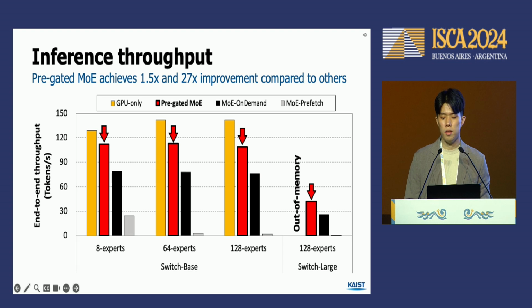Furthermore, pre-gated MOE is also able to show 81% of throughput over regular GPU-only solution. For the Switch Large model with 128 experts, since the model size exceeds NVIDIA A100 GPU's memory capacity, it was not able to execute inference on the GPU-only solution.